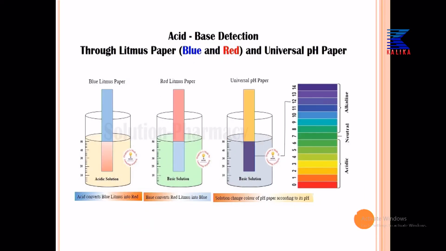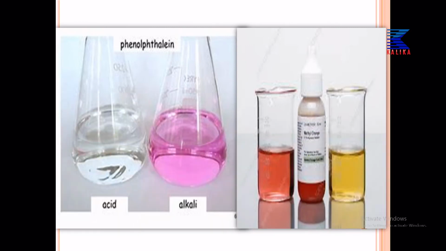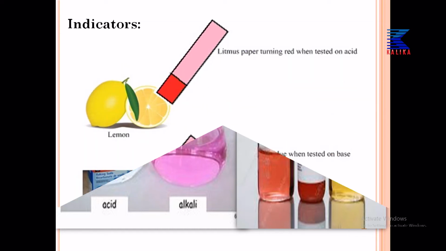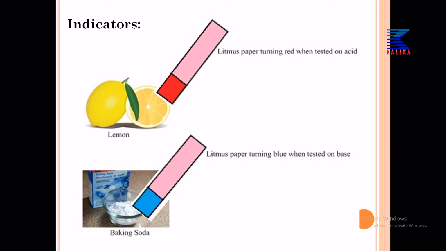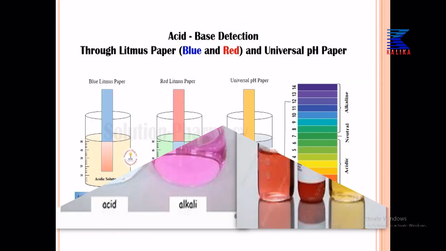In this figure you can see phenolphthalein and methyl orange. Phenolphthalein is pink in alkali, no change in acid. Methyl orange is red or orange in acid, yellow in base. And you can see the litmus. We already discussed the litmus paper, the change of color in different solutions.